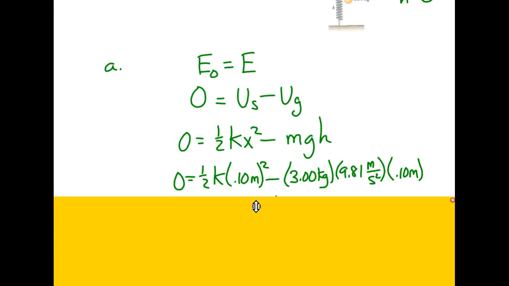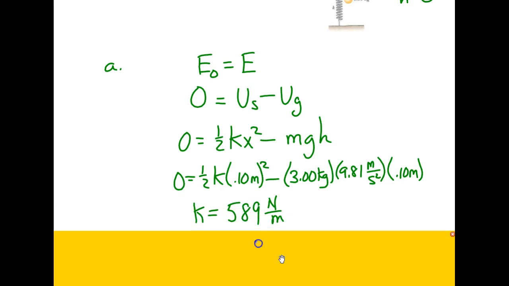We go ahead and substitute. The spring constant is what we're looking for. So we have 1/2 k times the spring stretch of 10 centimeters, which is 0.10 meters. Don't forget to square. And then we subtract the gravitational potential energy of 3 kilograms times 9.81 meters per second squared times the height that it drops, which is 0.10 meters, again the 10 centimeters. Go ahead and do your algebra, solve for k. And to 3 digits you should get 589 newtons per meter. I believe it comes out to be 588.6, but to 3 digits that would be 589.